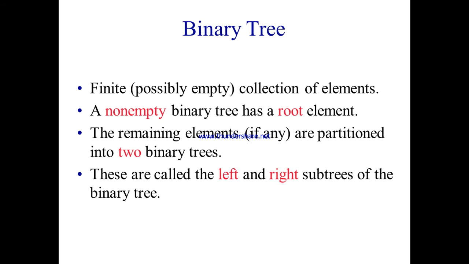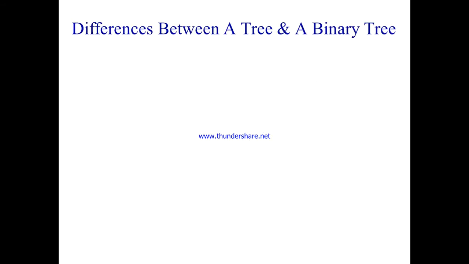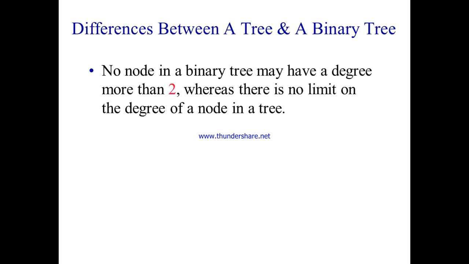Not more than 2. It can be 0, it can be 1, or it can be 2, but not more than 2. Here you can see the differences between a tree and a binary tree. No node in a binary tree may have a degree more than 2. What is a degree? Degree is nothing but the number of children of a node.